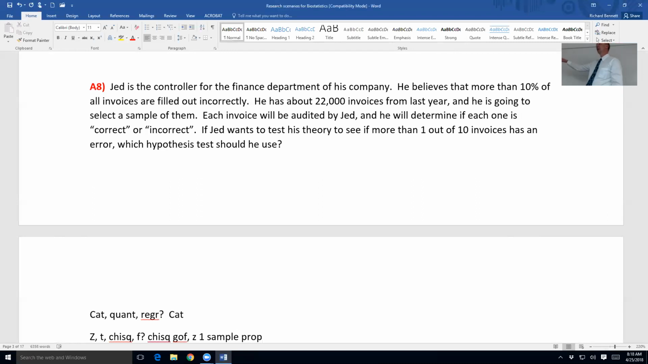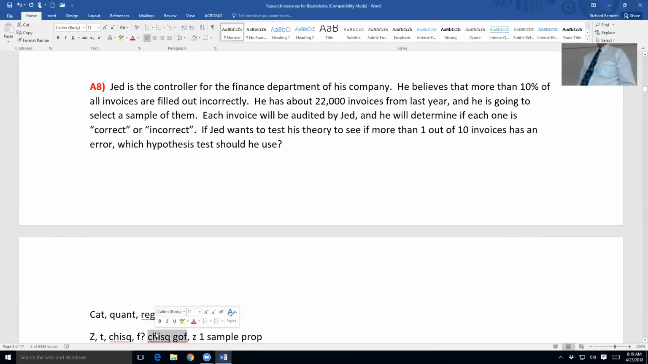Let's ask that question again. Chi-square goodness of fit. Did you change your mind? I still have no idea. No idea? You didn't raise your hand again. You're not sticking by your guns. Who thinks it's a Z1 sample proportion? 1, 2, 3, 4, 5, 6, 7, 8. Who thinks it's something else? You should have thought it was a one sample proportion.